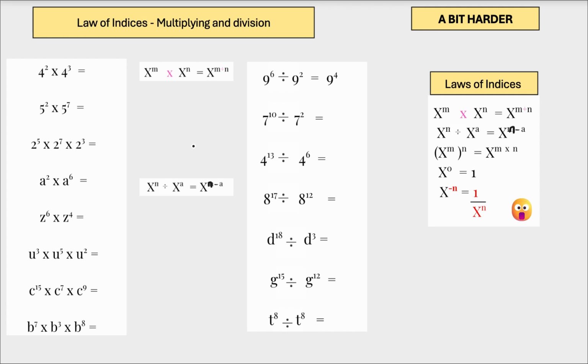Hey everybody! This is another video on the laws of indices, multiplying and dividing, but they're not basic, they're a bit harder. So if you want to go back to the other video, which says basic in the top right hand corner, that will give you the groundwork on how to use the laws of indices. So we're going to crack on.